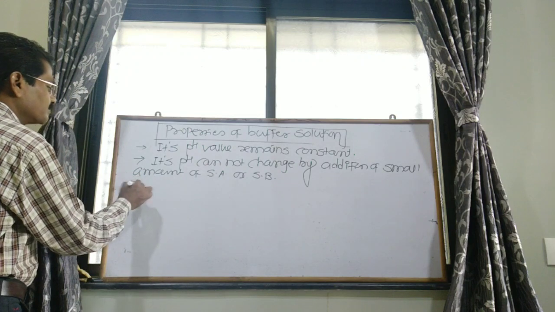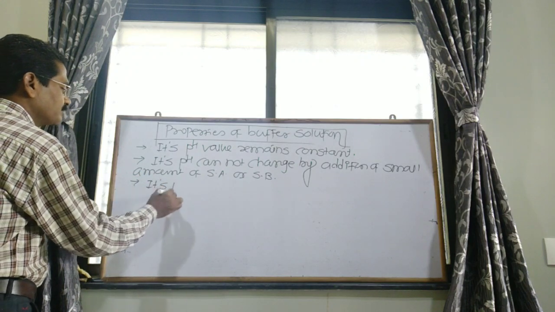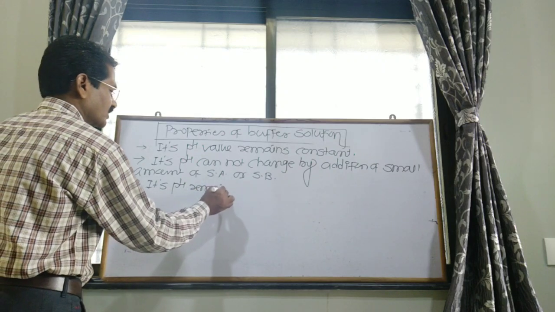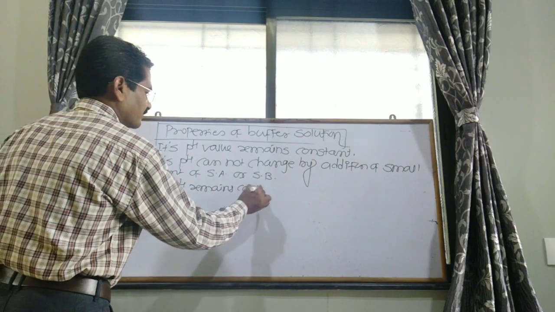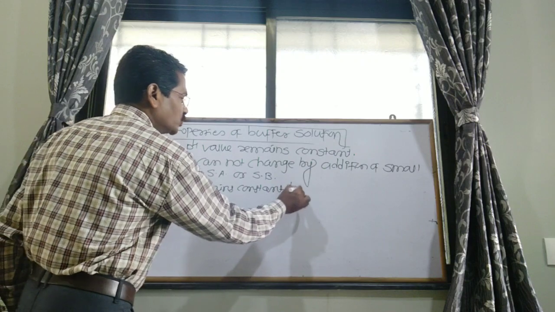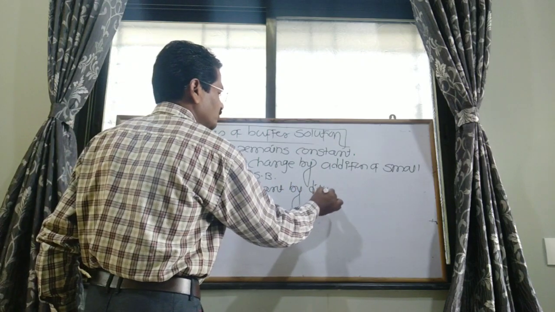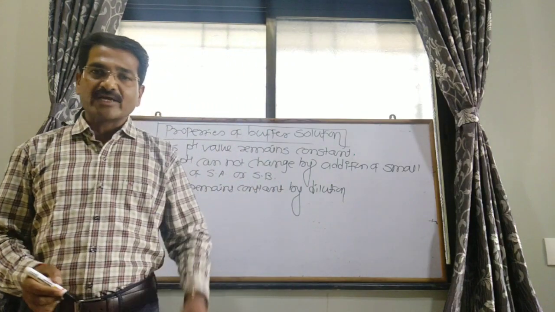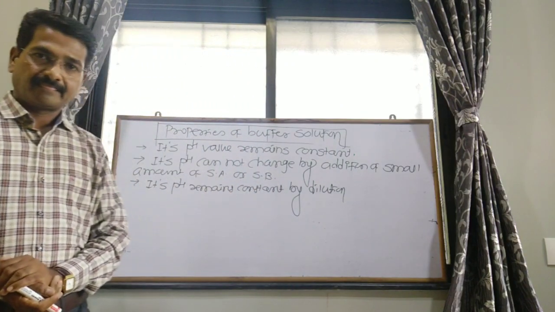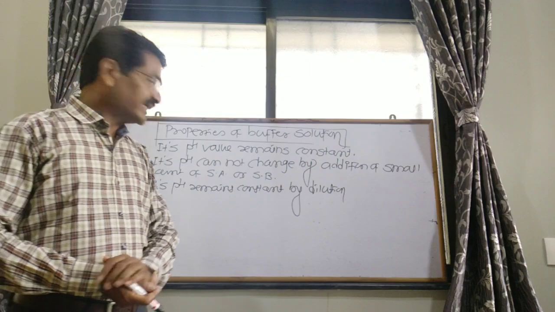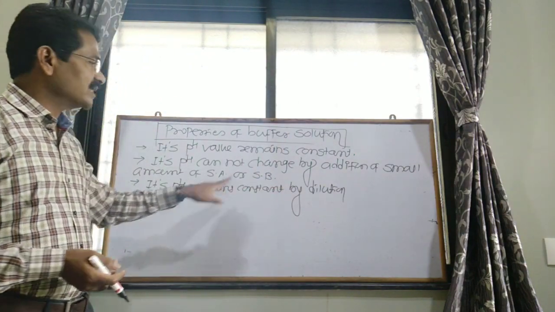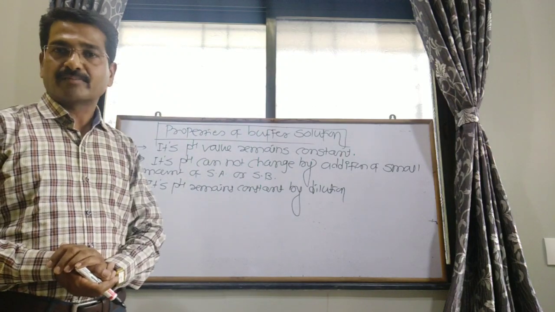Third, its pH remains constant by dilution. Whenever the buffer solution is diluted by adding water, its pH cannot change. Means by dilution, its pH remains constant. This is also the third property.